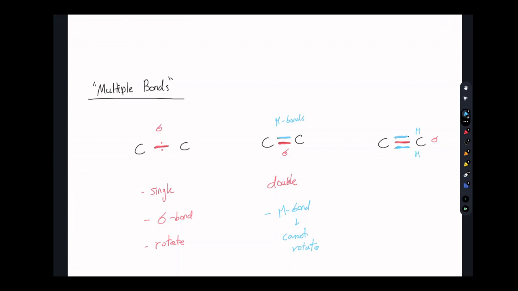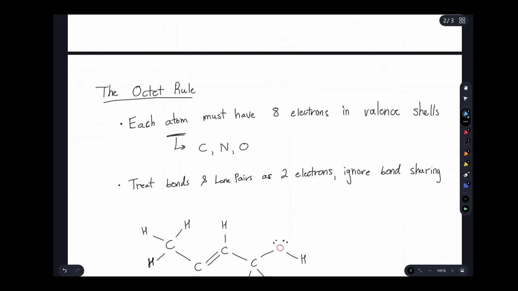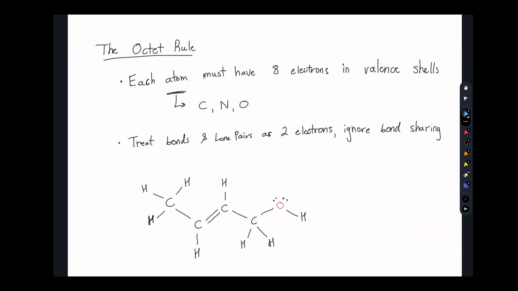Now that we've covered that, let's go into the octet rule. The octet rule states that each atom, and specifically in organic chemistry, we'll be referring to carbon, nitrogen, and oxygen. Right? This does not include hydrogen. Each atom must have 8 electrons in its valence shell for stability.